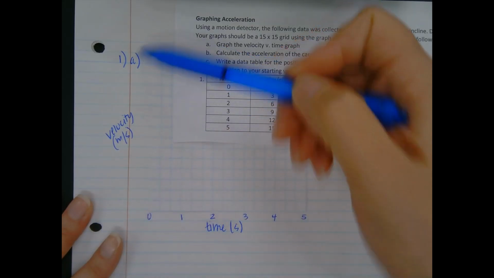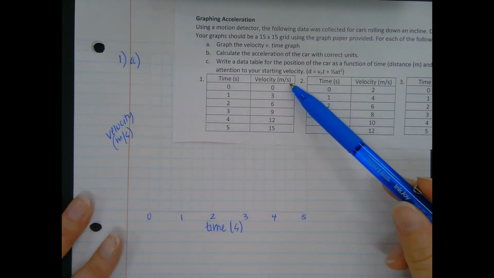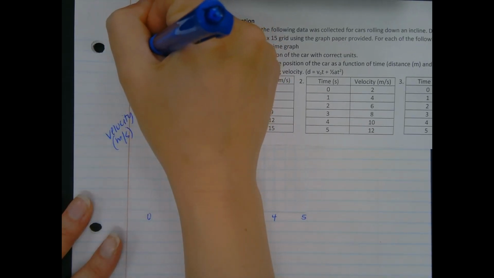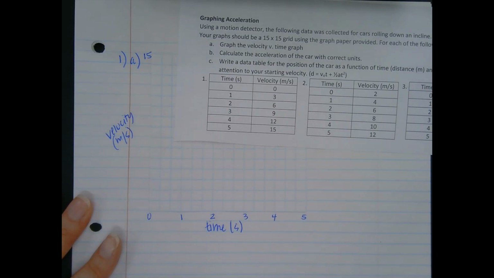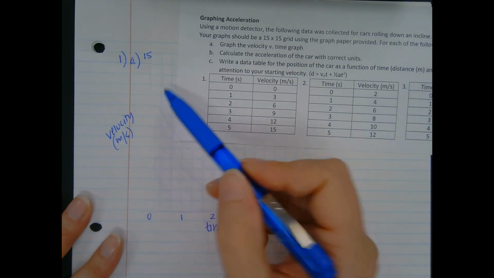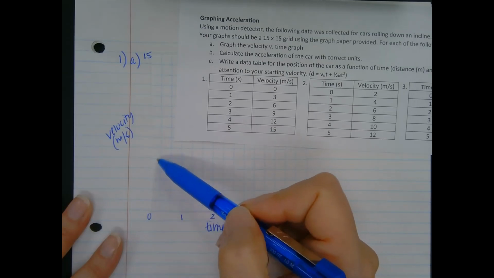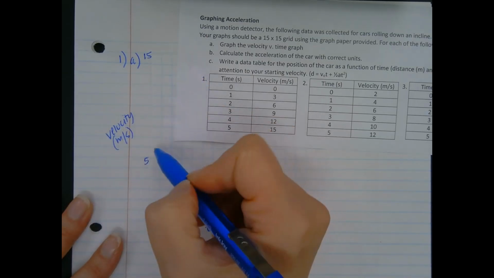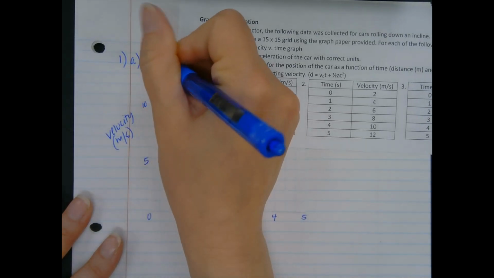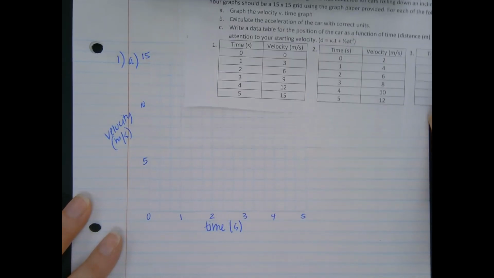So now I'm going to do the same thing, but on this side, I know I'm starting at 0 and I'm ending at 15, so I'm at 0 again. I know I've got a 15 by 15 grid, so 15 will be at the top. So every single line is 1. So 1, 2, 3, 4, 5, 6, 7, 8, 9, 10, 11, 12, 13, 14, 15. Okay? So now I'm going to graph.